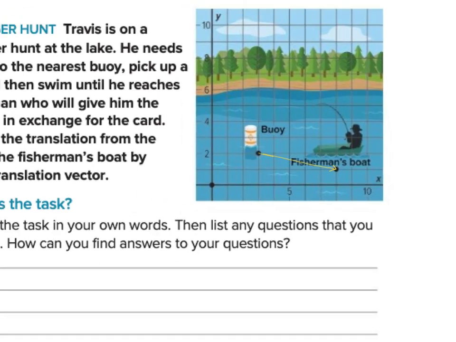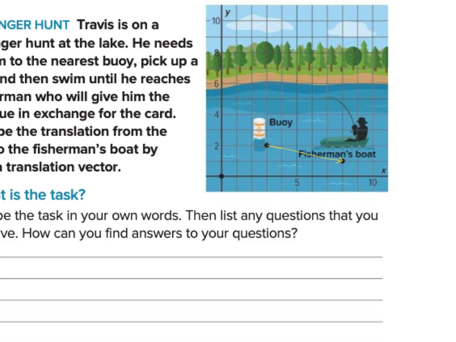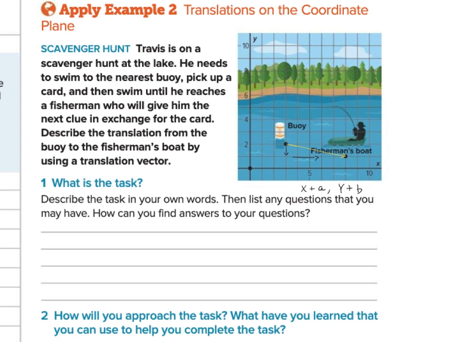So what am I doing? If you think about the coordinate plane, my x values are going to be increasing, my y values are going to be decreasing. Because my y value is going down, negative, my x value is going right, positive. So I would say that.